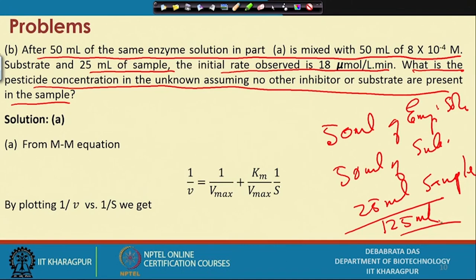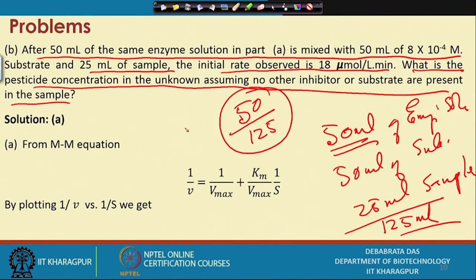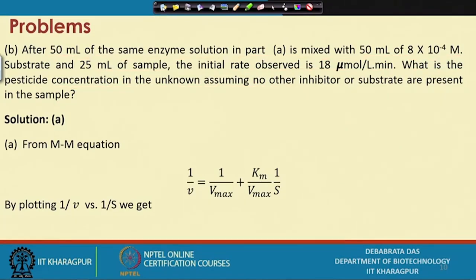So when we use this enzyme solution, what dilution do we have? The dilution is 50 by 125. So whatever substrate concentration we have is to be multiplied by this factor. Then and only then will we get the exact substrate concentration, and then we can find out exactly what the inhibitor concentration is. Let us see how we have solved that.